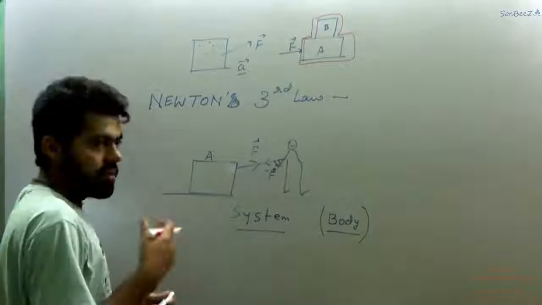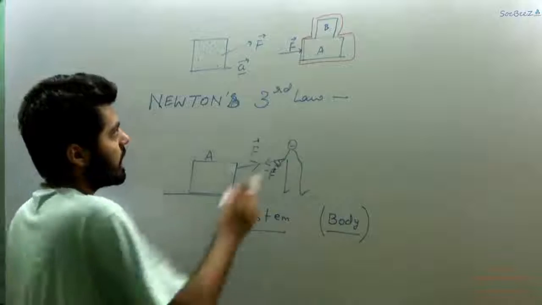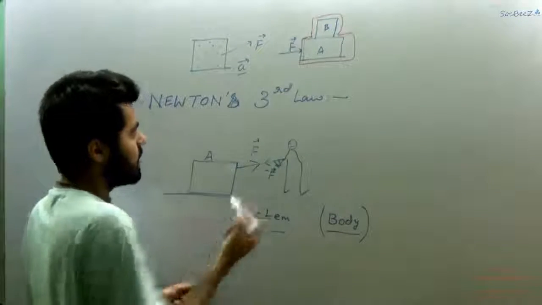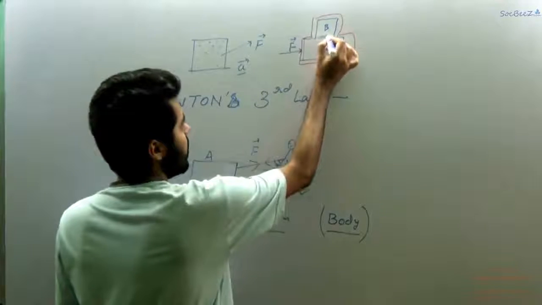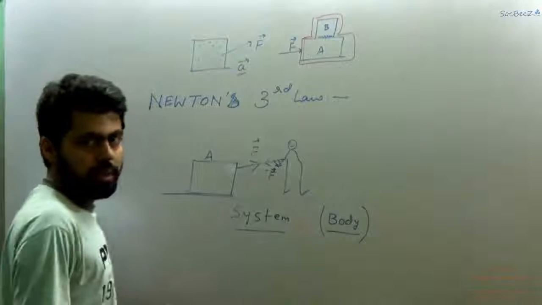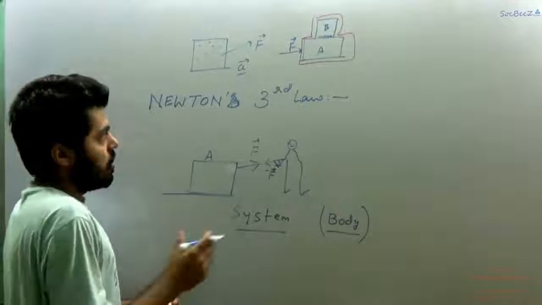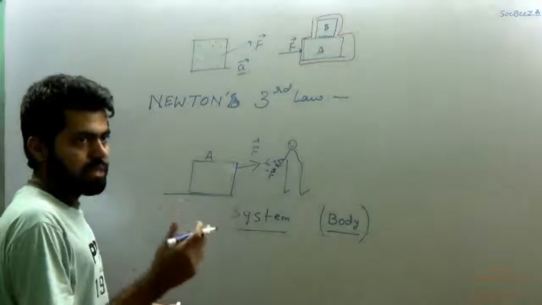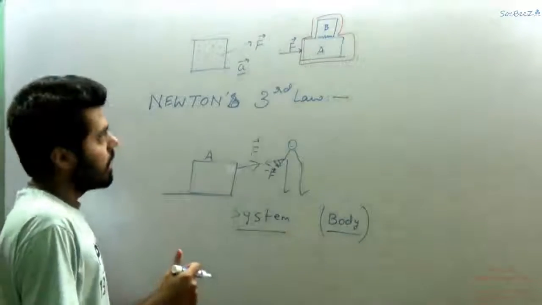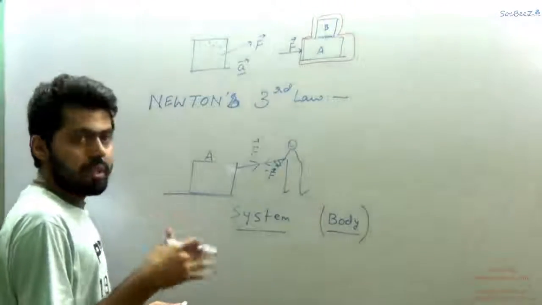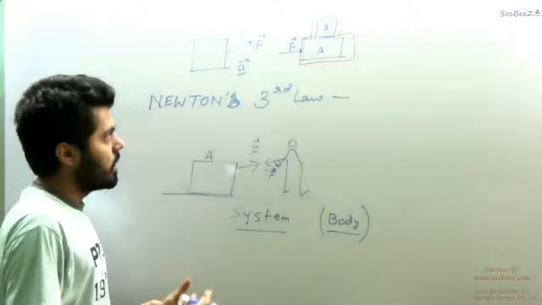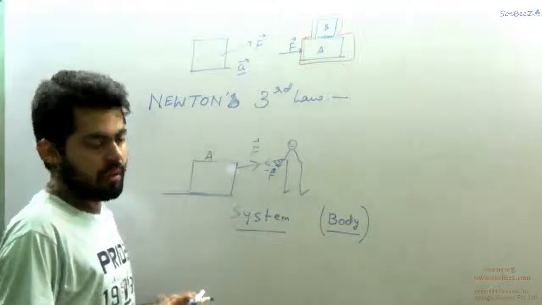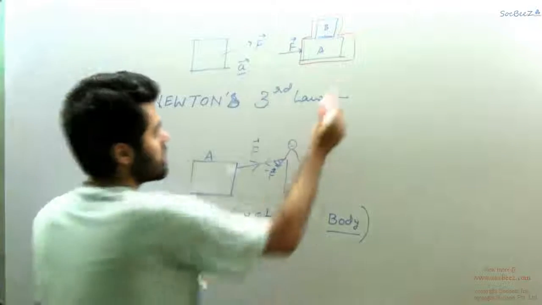But it is also possible that A may move faster than B, because ultimately this entire phenomenon will depend on the relative friction between A and B. So both objects moving with the same acceleration may happen, and both objects moving with different accelerations may also happen. In that case, we cannot term it a body, rather it's a system.